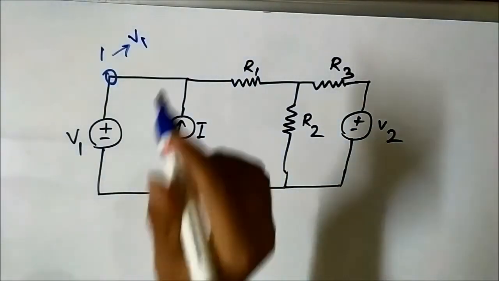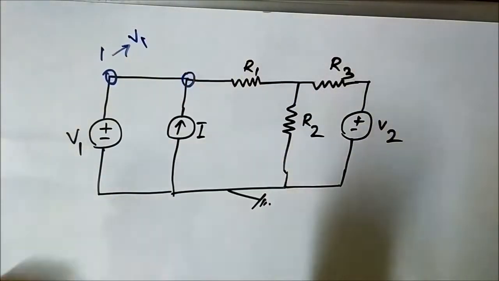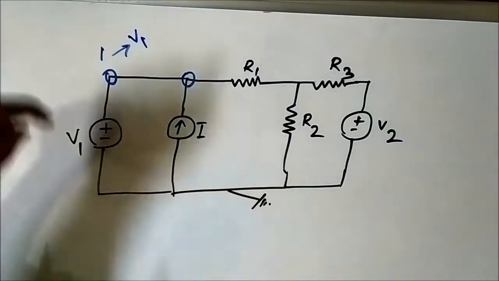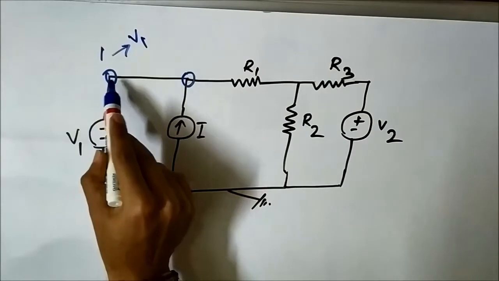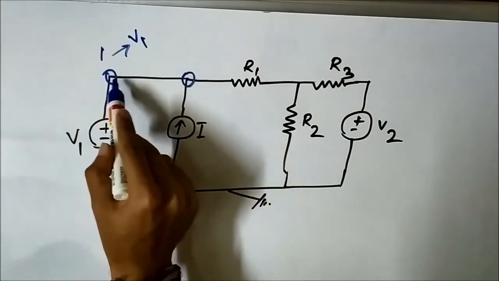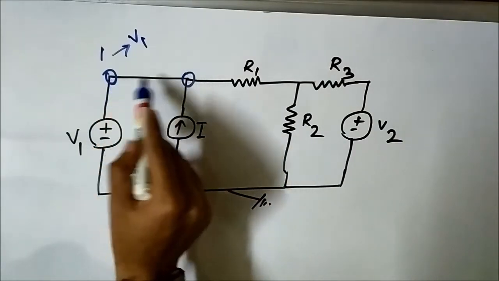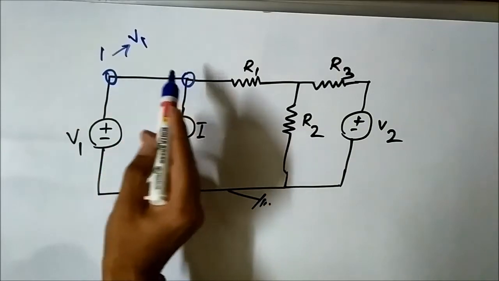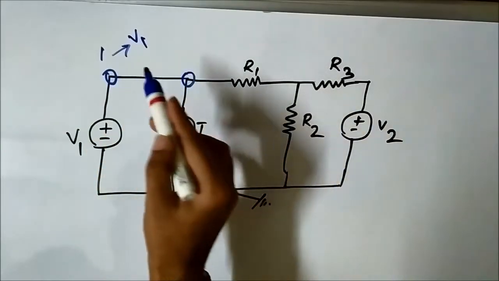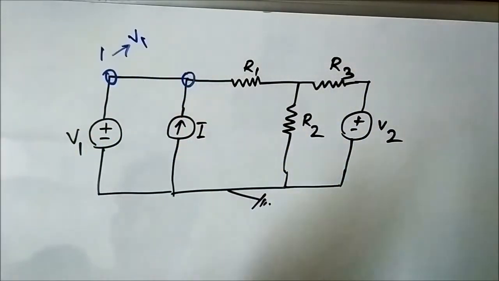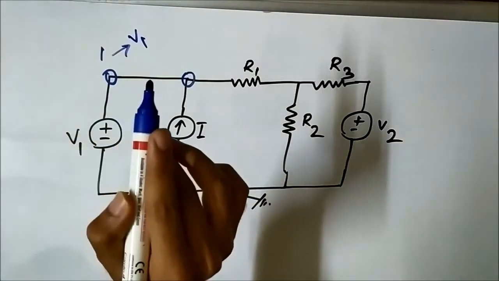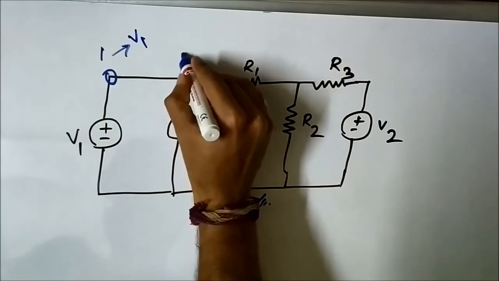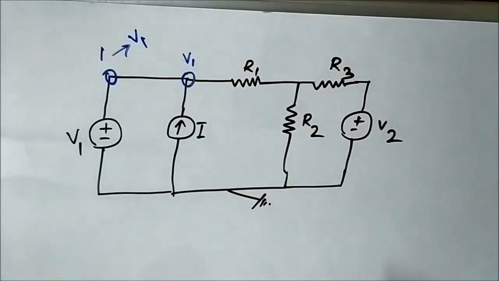What will be the voltage at this point? We have already found out that the voltage at this point is V1. Now, in between these 2 points, is there any circuit element present? Resistor, inductor, capacitor? No. As no circuit element is present, there is no loss of voltage, no voltage drop. So the voltage here is also V1.